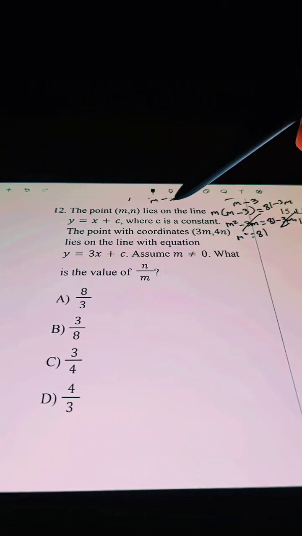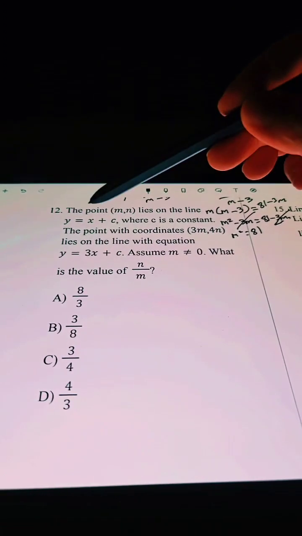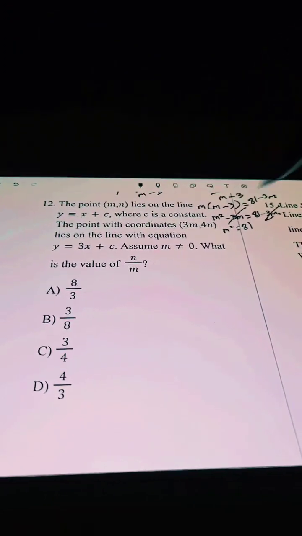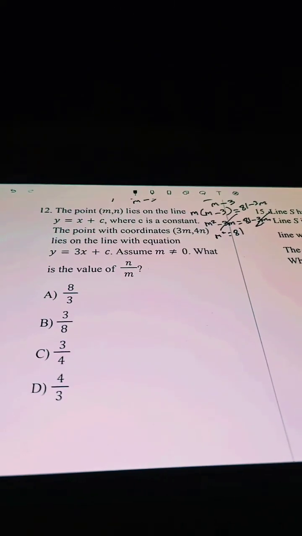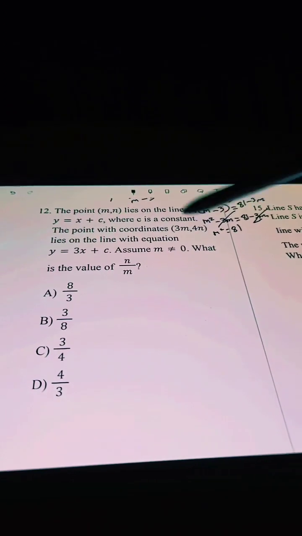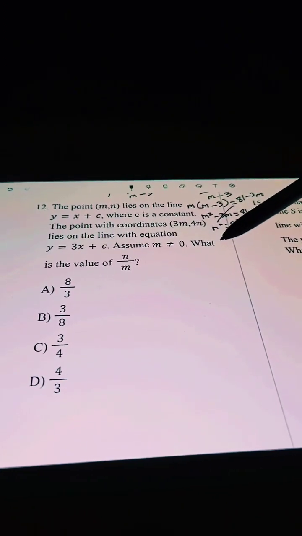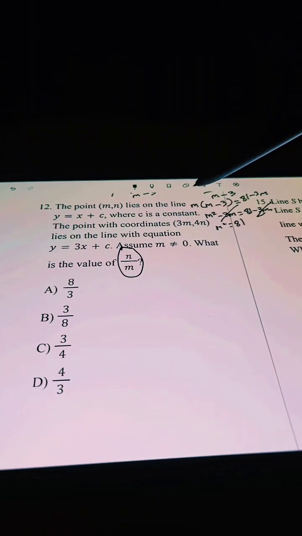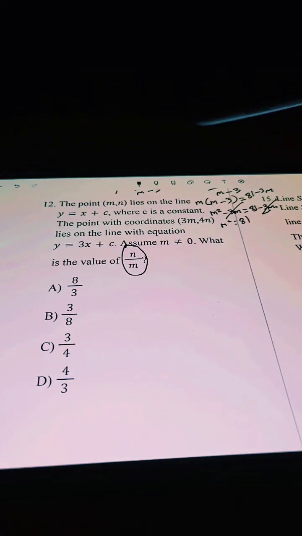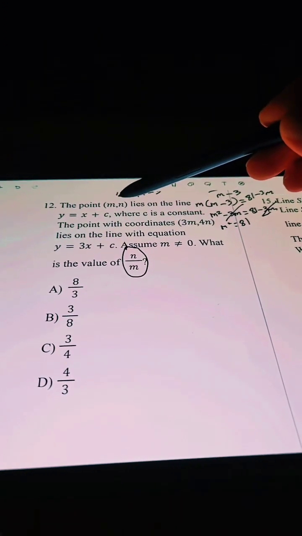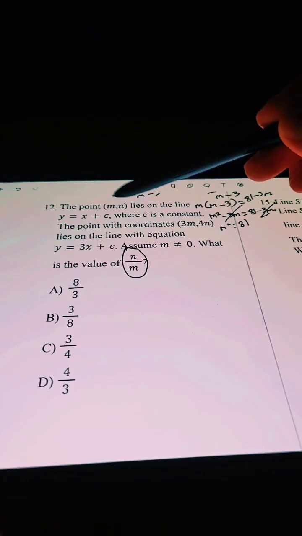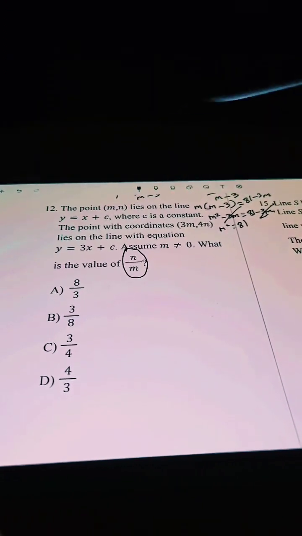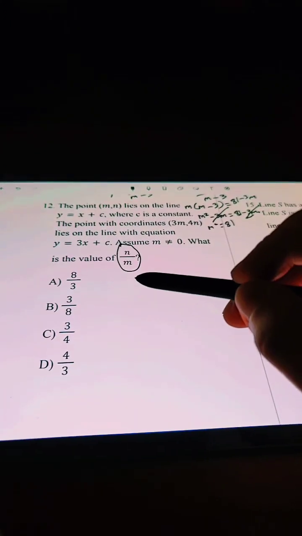So then let's go to this one right here. The point m, n lies on the line y is equal to x plus c, where c is a constant. The point with these coordinates lies on the line with the equation there. So basically this point lies on this line, this point lies on this line. Assume m is not equal to 0. What is the value of n over m? So we've got to solve for what n over m is. So remember, points are just x comma y, so if m, n is a point on this line, I could just plug in m for x and n for y. So that's what I'm going to do in the first scenario.